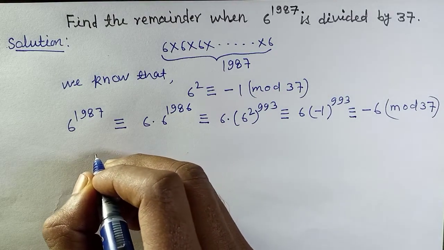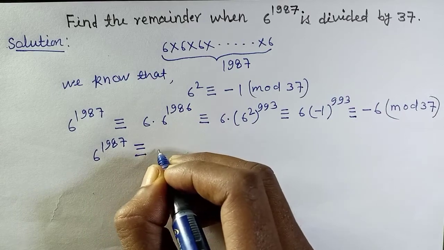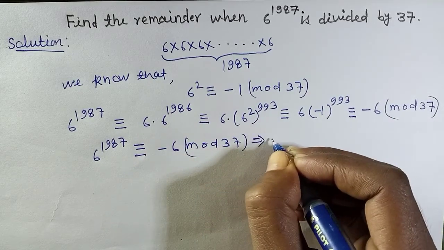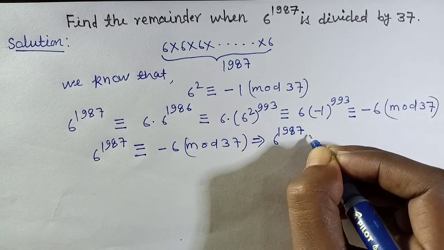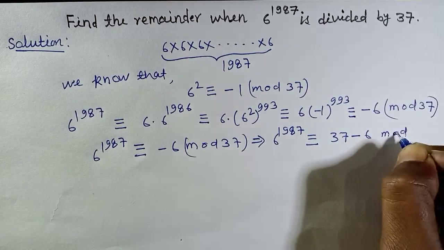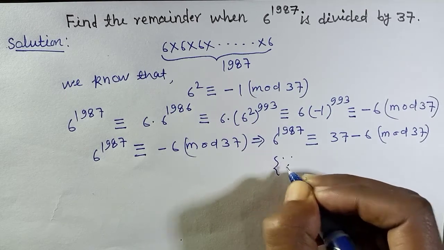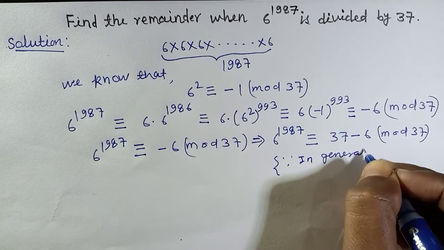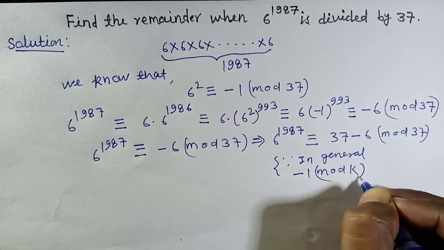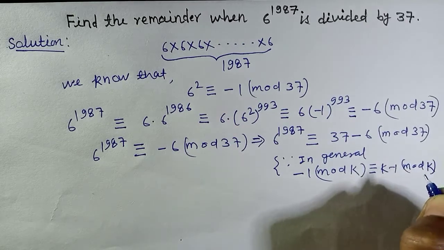So 6 to the 1987 is congruent to -6 mod 37, or 6 to the 1987 is congruent to 37 minus 6 mod 37, because we know that in general -1 mod k is congruent to k minus 1 mod k.